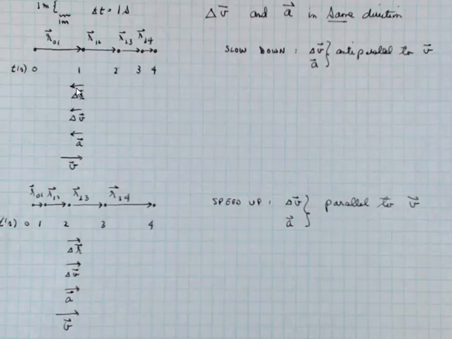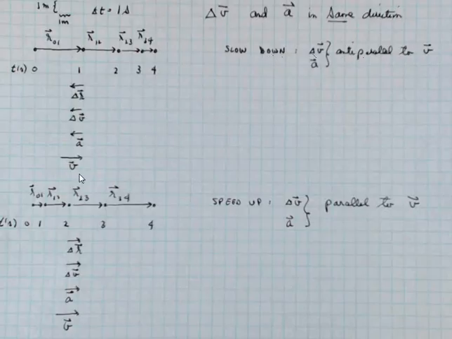But if delta R is pointing to the left, that means that delta V is also pointing to the left. And delta V is pointing in the same direction as A, because A is equal to delta V over delta T. And for this upper case here, the direction for V is always pointing to the right. And so the conclusion is if delta V and A, which are pointing in the same direction, are anti-parallel to V, pointing in opposite directions, then you have a situation where one is slowing down.